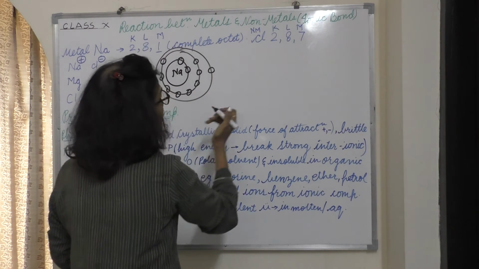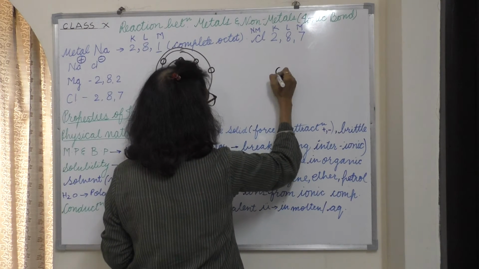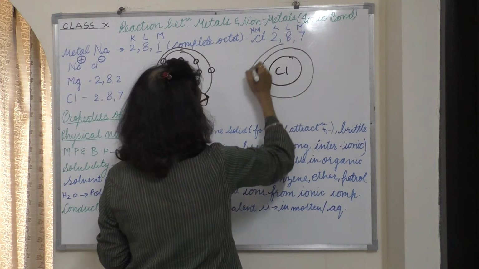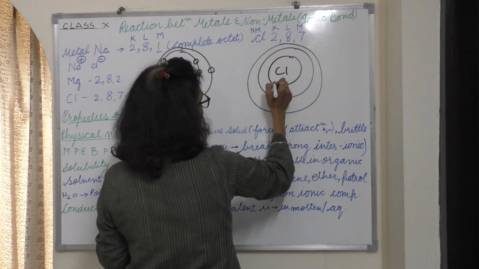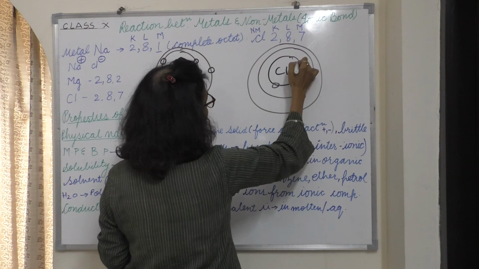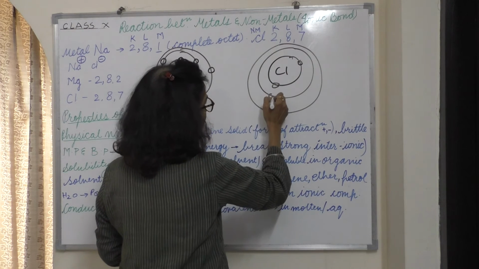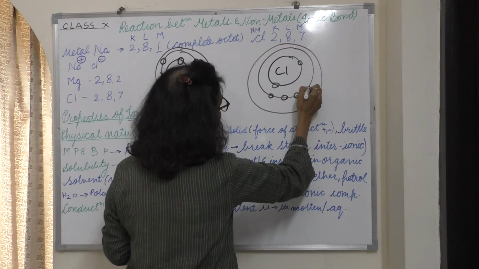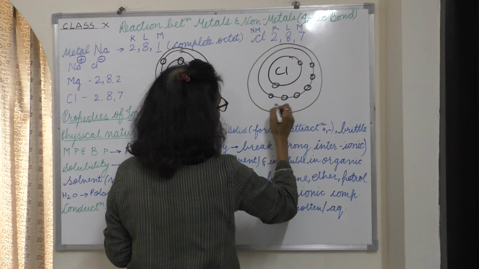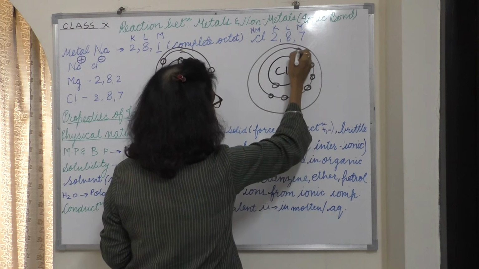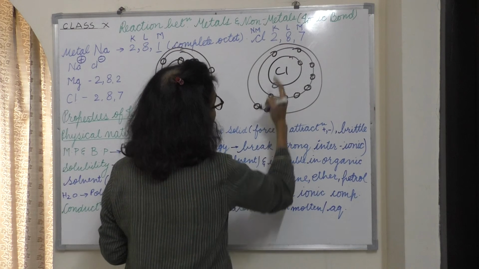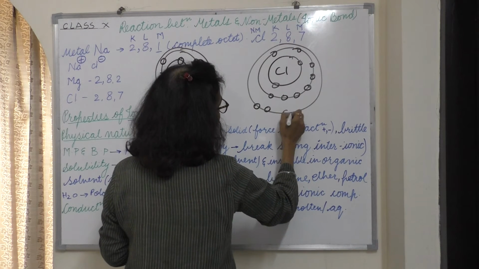Now coming to the second example I have taken, that is Cl. In Cl, in the inner K shell, it has 2 electrons, we can see. In the L shell it has 8 electrons, and in the outer shell, that is the M shell, it has 7 electrons.